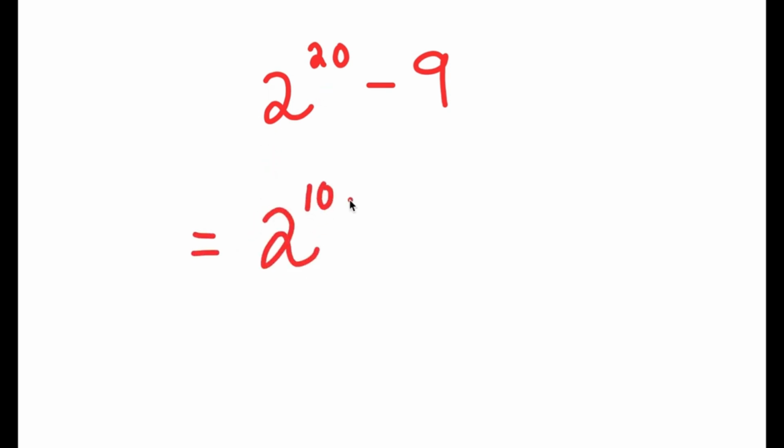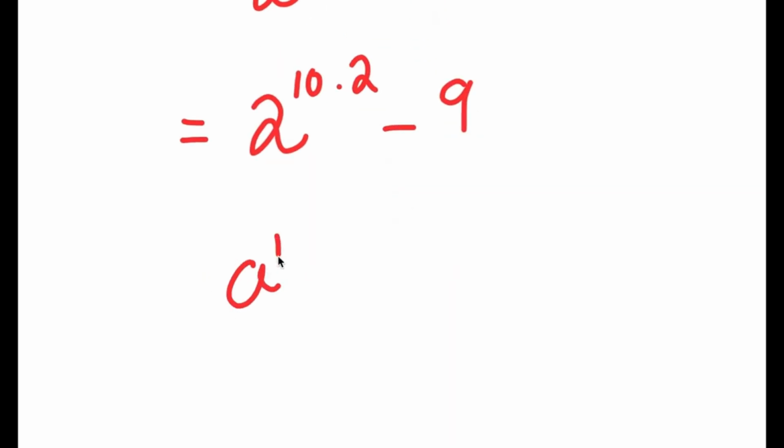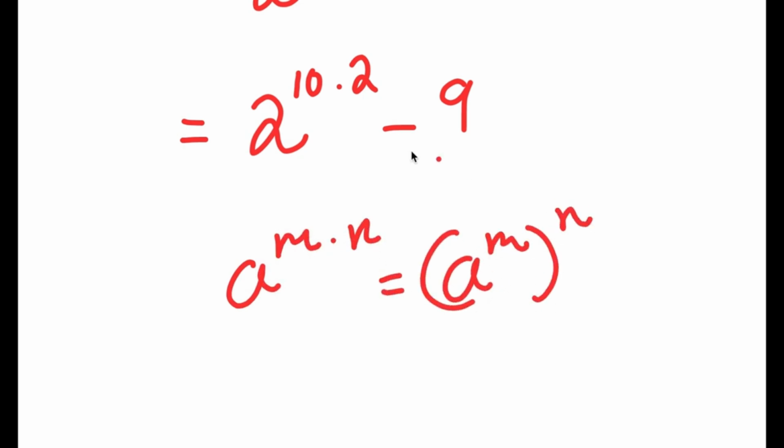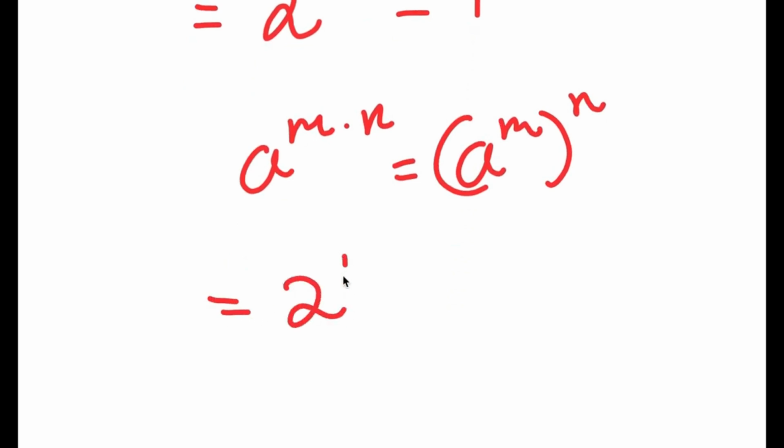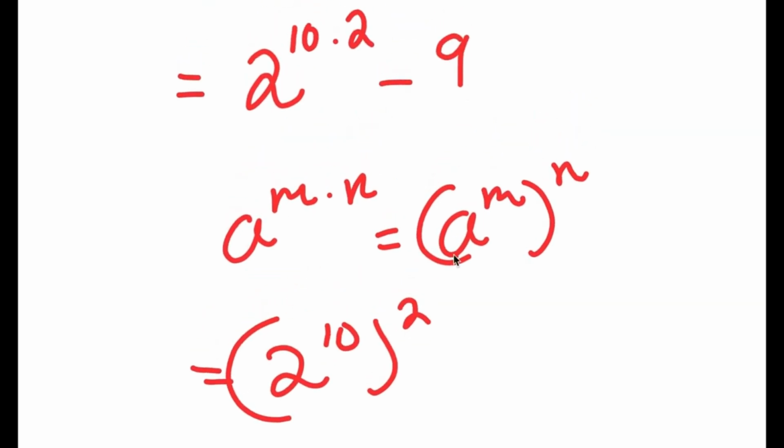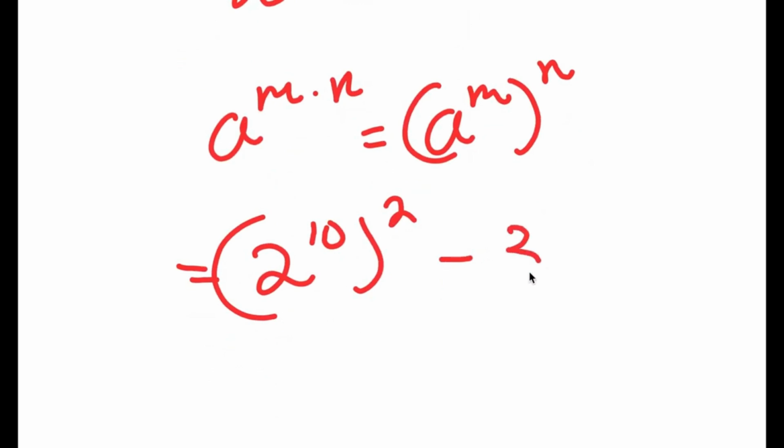Alright, so in this problem, I have 2 to the power of 20 minus 9. So I want to find the answer to this problem. So I'm going to first start by rewriting 2 to the power of 20 as 2 to the power of 10 times 2. And if I have something in the form a to the power of m times n, this is equal to a to the power of m to the power of n. So 2 to the power of 10 times 2, that's going to equal 2 to the power of 10 to the power of 2. And now I have this minus 9, which is the same thing as 3 squared.